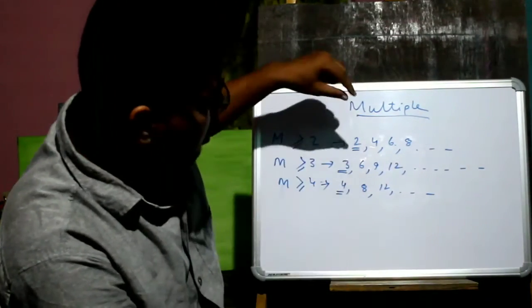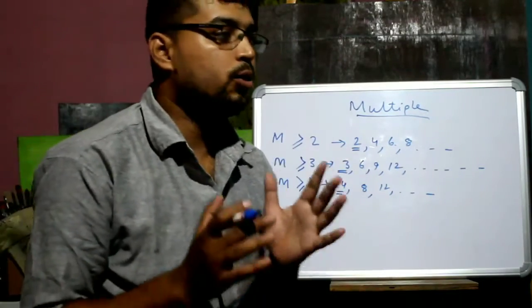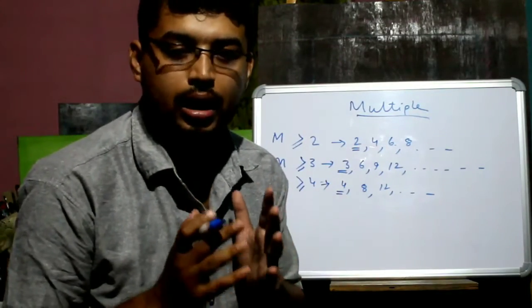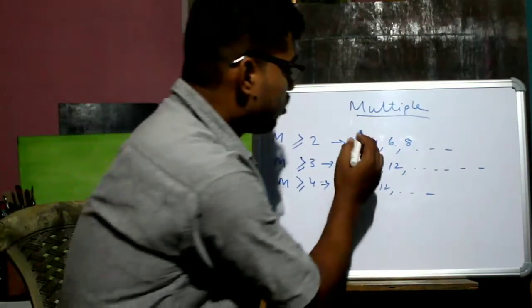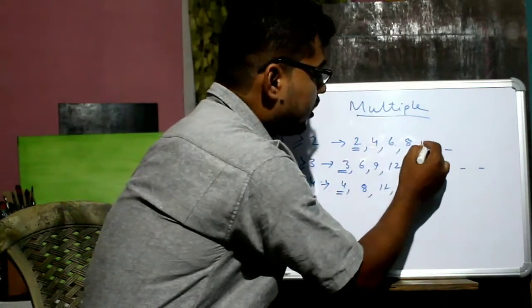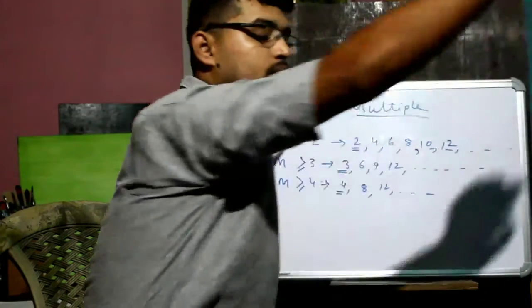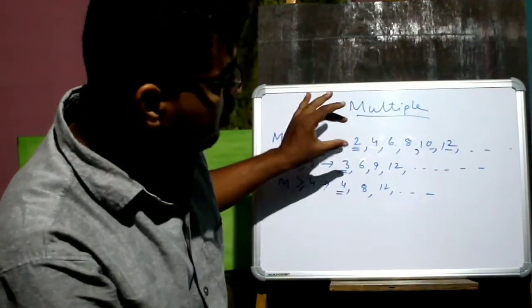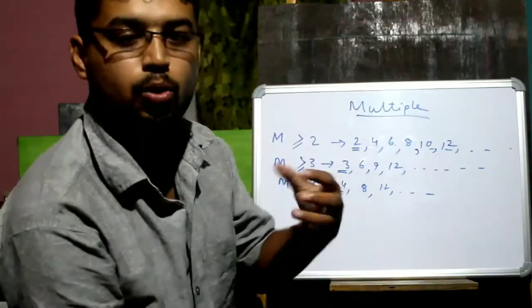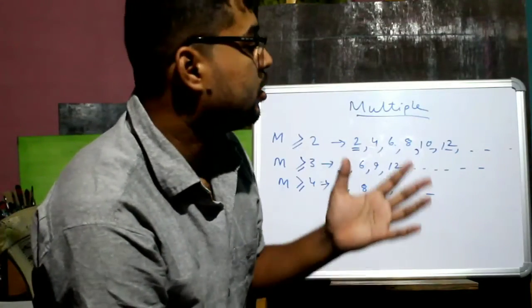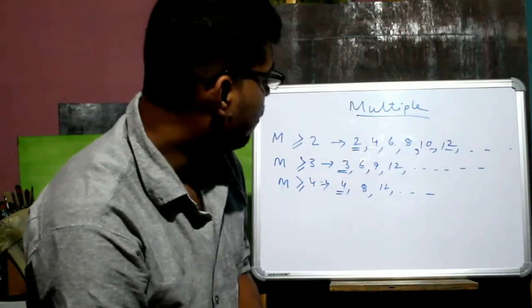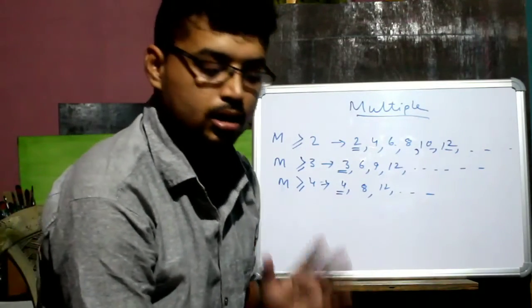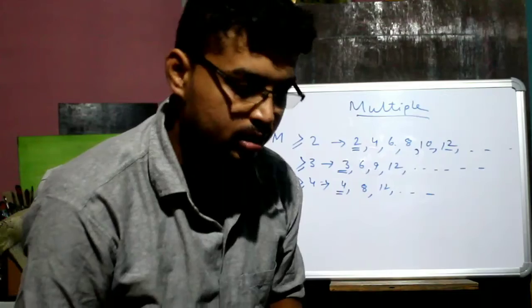If we want, we can count an infinite number of multiples: 2, 4, 6, 8, 10, 12, and so on. So we can count all the multiples, up to infinity if we want. These are the properties of multiples. I hope all of you understand till here. Today's class is this much.